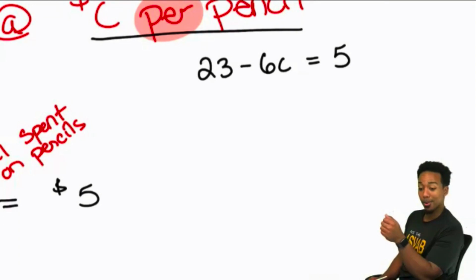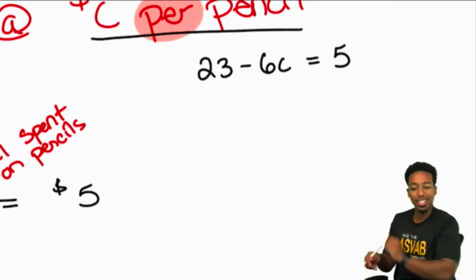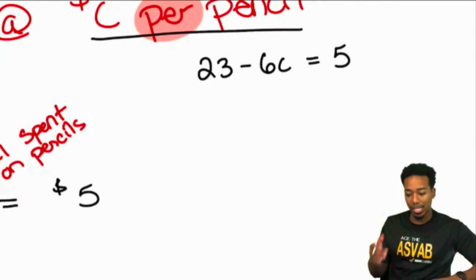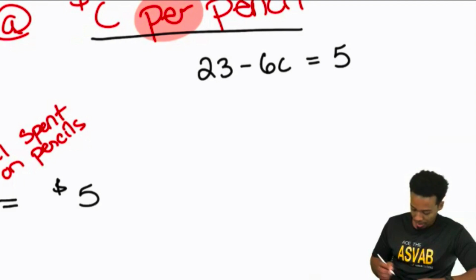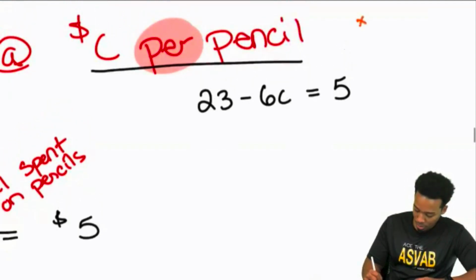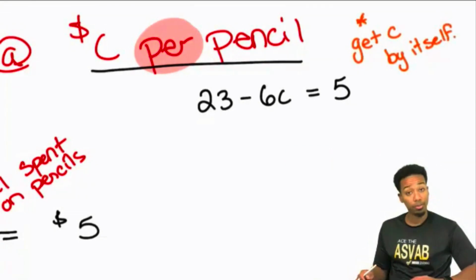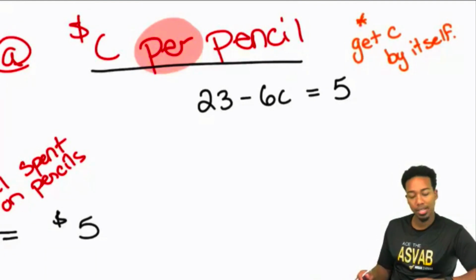The variable, yes, by itself. That's the goal, right? The goal here is to get the variable by itself. So let's go ahead here and understand that. The goal again, get C by itself. That's the goal. Get C by itself.